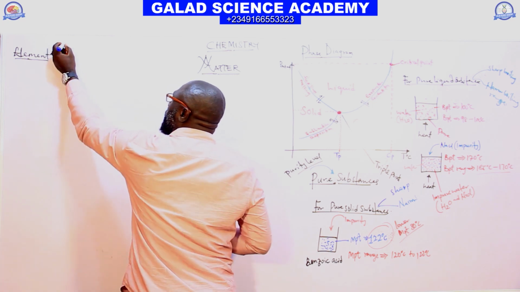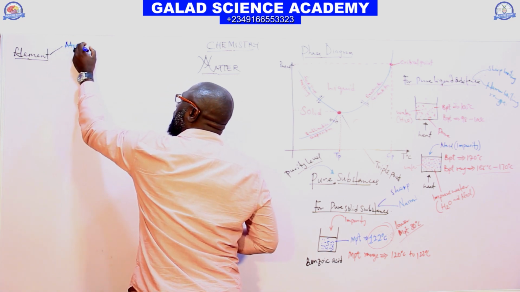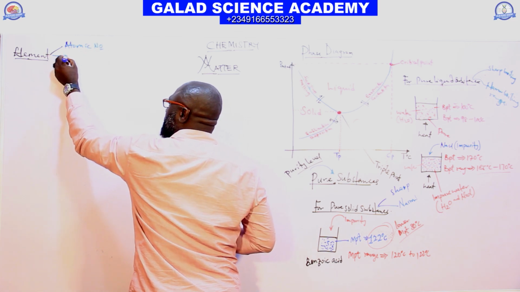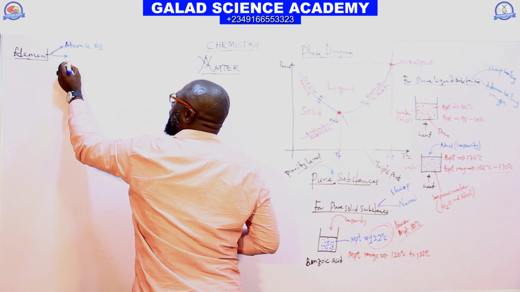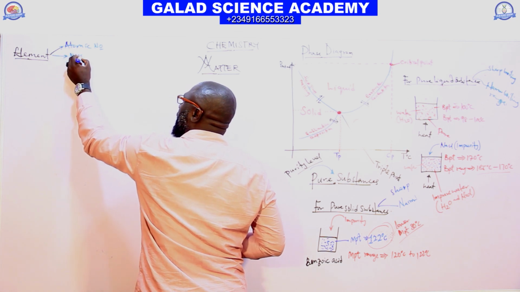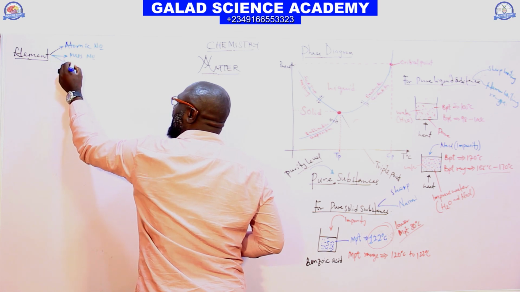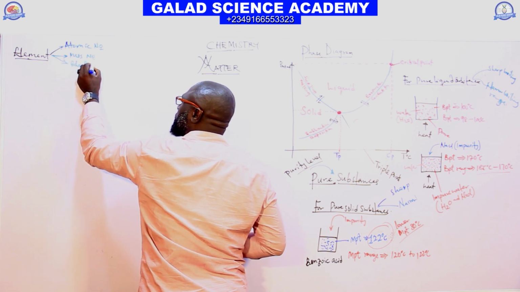What's the first one? We have atomic number. We have mass number. And the third one, it has electronic configuration.